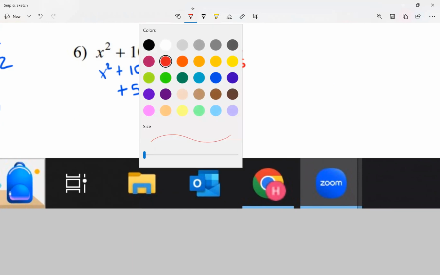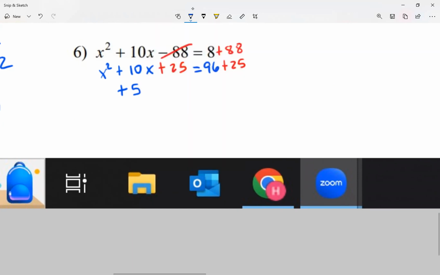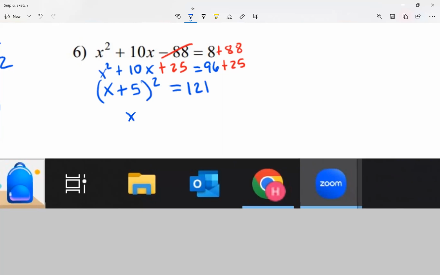The left side of the equal sign becomes a perfect square. X plus 5 all squared equals, now 96 plus 25 is 121. Do the square root on each side. So I know on the left side I'm going to get x plus 5 because I'm going to undo the square. Now, what's the half of 121? I mean, not the half, the square root. What's the square root of 121? I hope you say positive or negative 11.